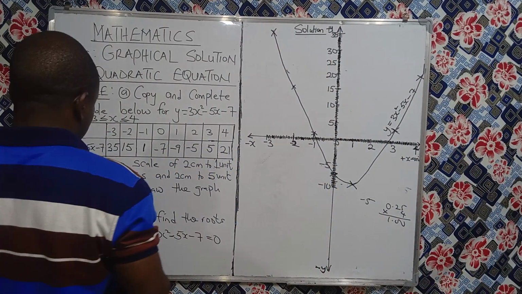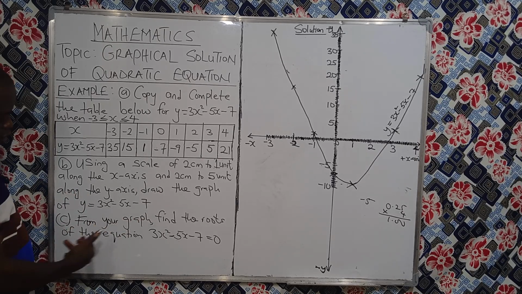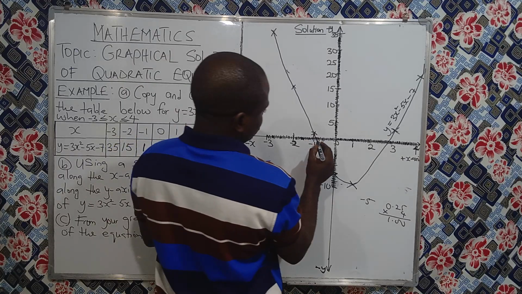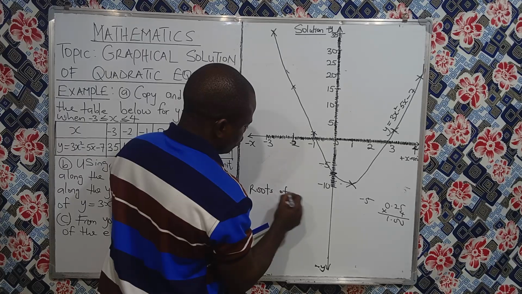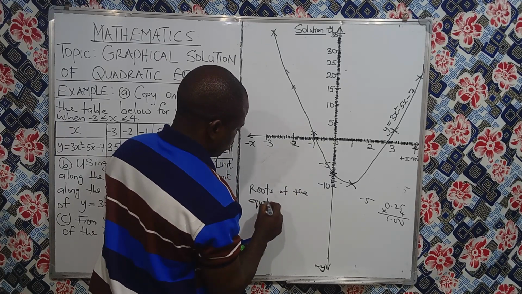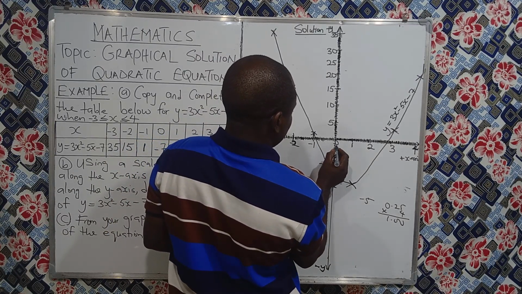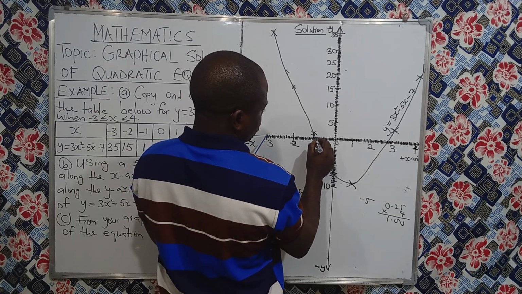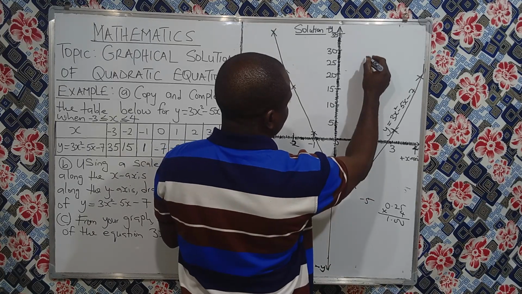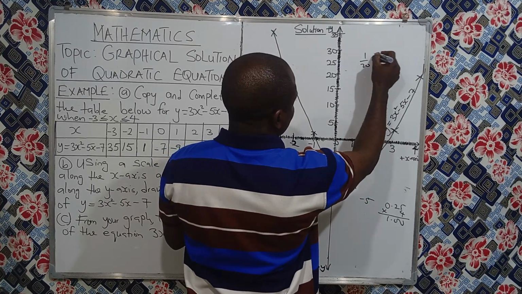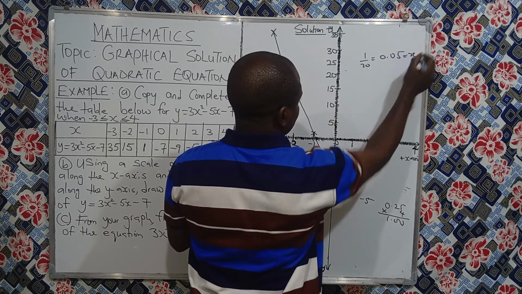That's the graph. The third question, you have done B, now C: from your graph, find the roots of the equation. Where the curve joins the x-axis are the roots of the equation. It cuts at this point. Since on the x-axis we are having 1 divided by 20, that's 0.05.